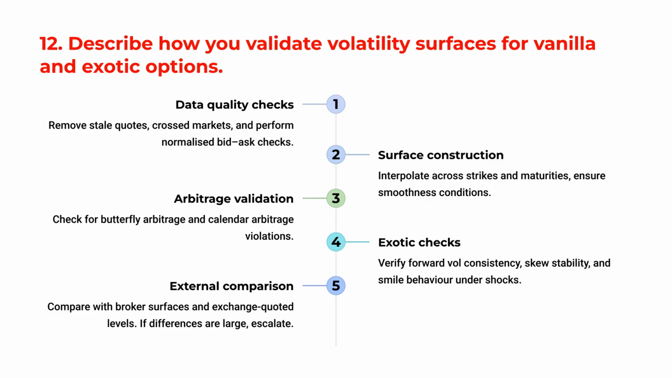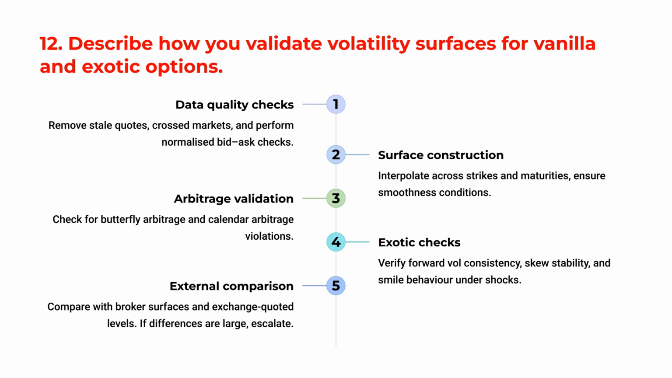Describe how you validate volatility surfaces for vanilla and exotic options. You begin with data quality checks. Remove stale quotes. Remove crossed markets. Normalized bid-ask checks. Then construct the surface. Interpolate across strikes. Interpolate across maturities.